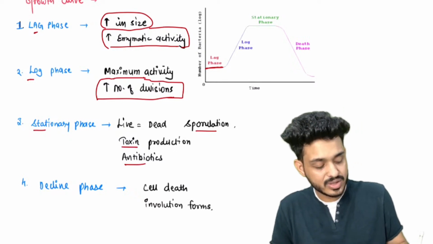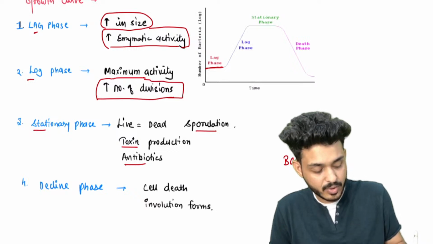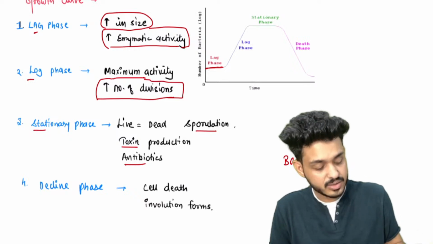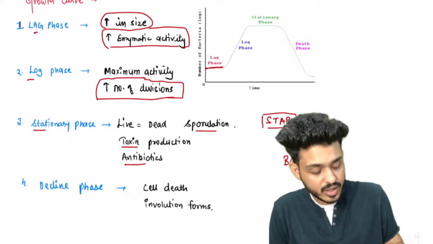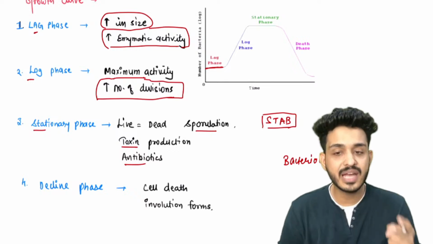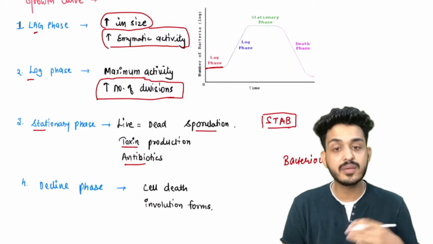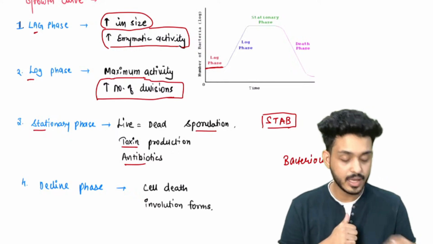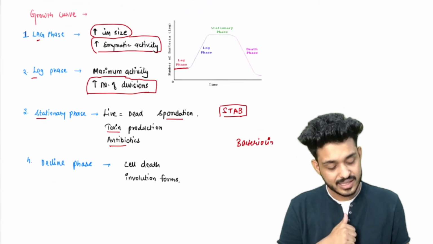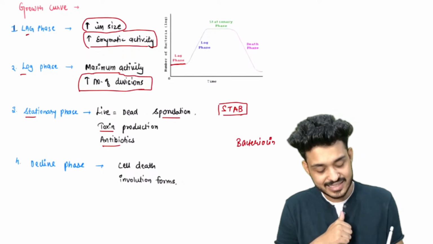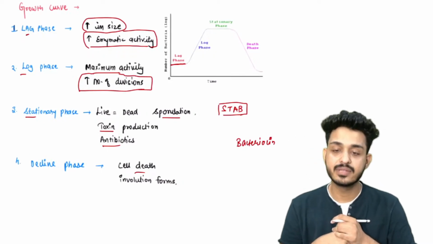Along with that, one more thing is there, bacteriocin production. You can remember the mnemonic STAB. STAB means sporulation, toxin production, antibiotic production, and lastly bacteriocin production. These are the important ones. Lastly, the bacteria will die.